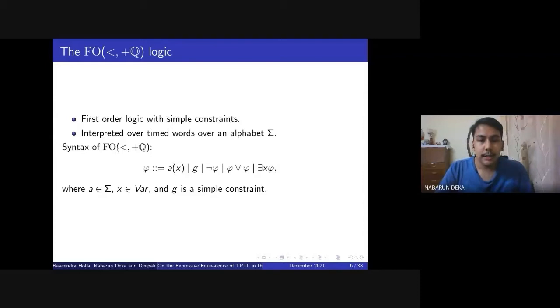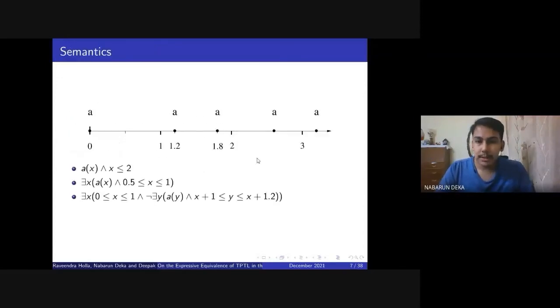Now, this logic can be interpreted in two ways, which we call the pointwise and the continuous semantics. I'll describe with an illustration how one interprets a sentence in the two semantics. So consider this time word, which has a bunch of actions A at different times, such as 0, 1.2, 1.8, 2.8, and so on. Now, look at the formula. So what does A(x) say? A(x) says that at time x, the action A must occur. So if we take x to be 1.2, then this time word with x equal to 1.2 satisfies A(x).